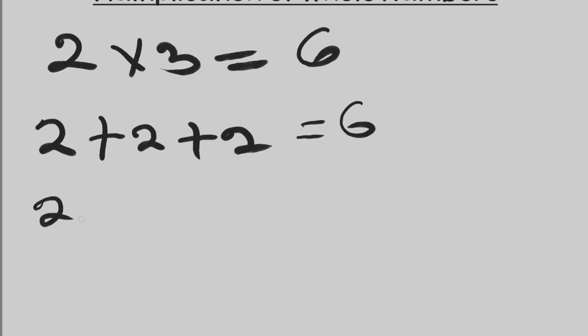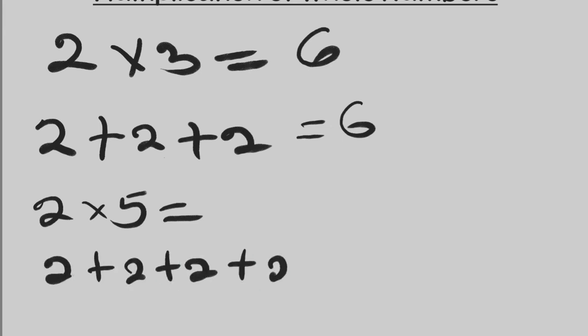If I have 2 times 5, what would I give it? That means add 2 5 times. So that will be 2 plus 2 plus 2 plus 2 plus 2. So 2 plus 2 is 4. 4 plus 2 is 6. 6 plus 2 is 8. And 8 plus 2 is 10. So 2 times 5 is 10.